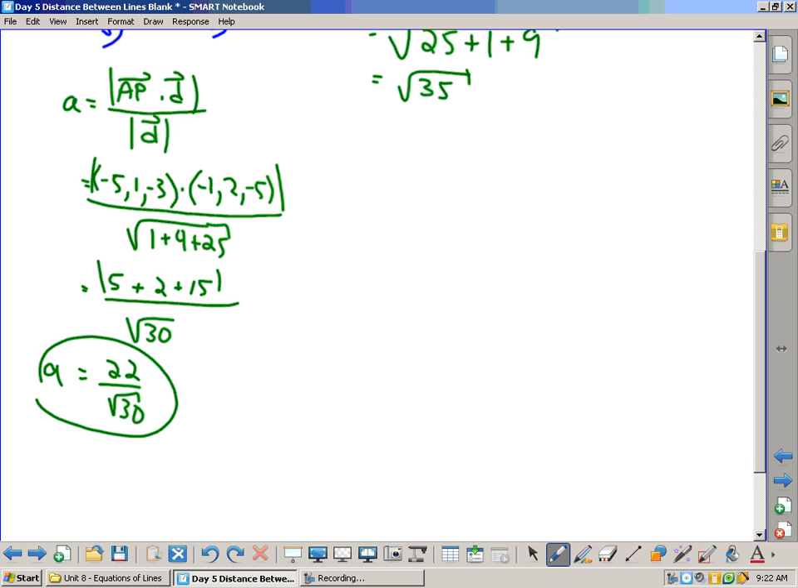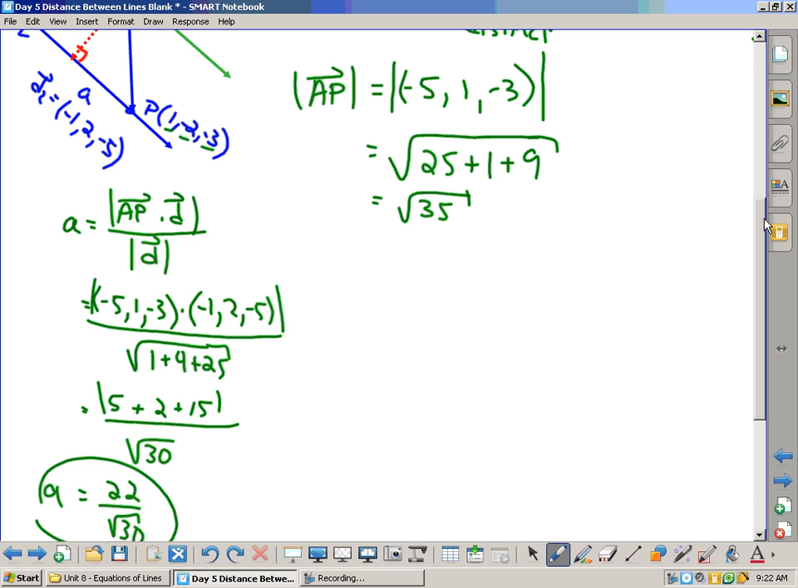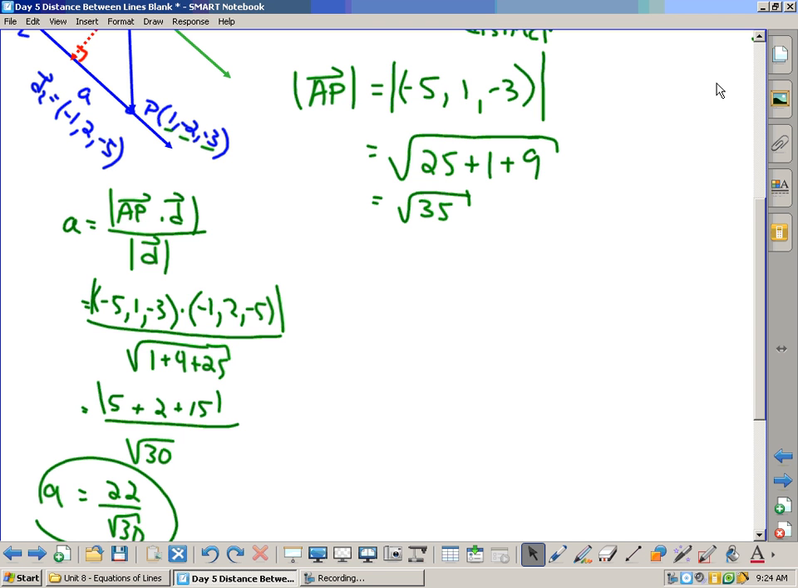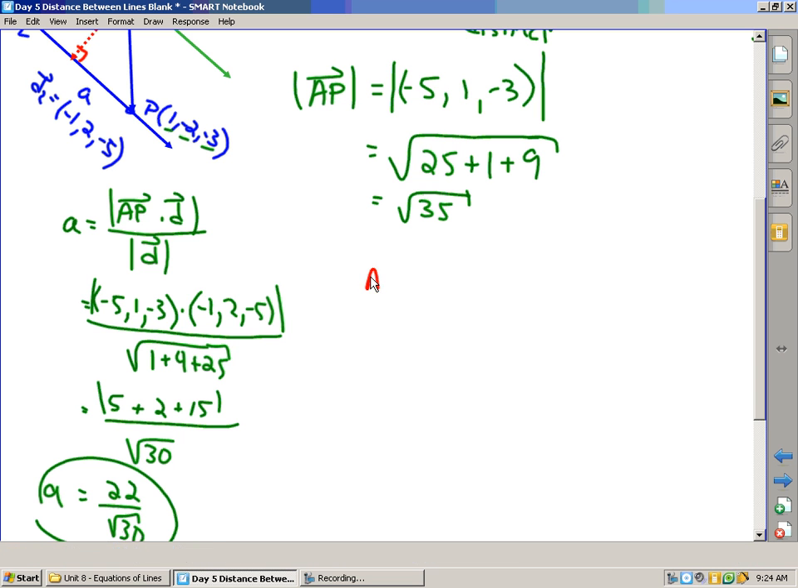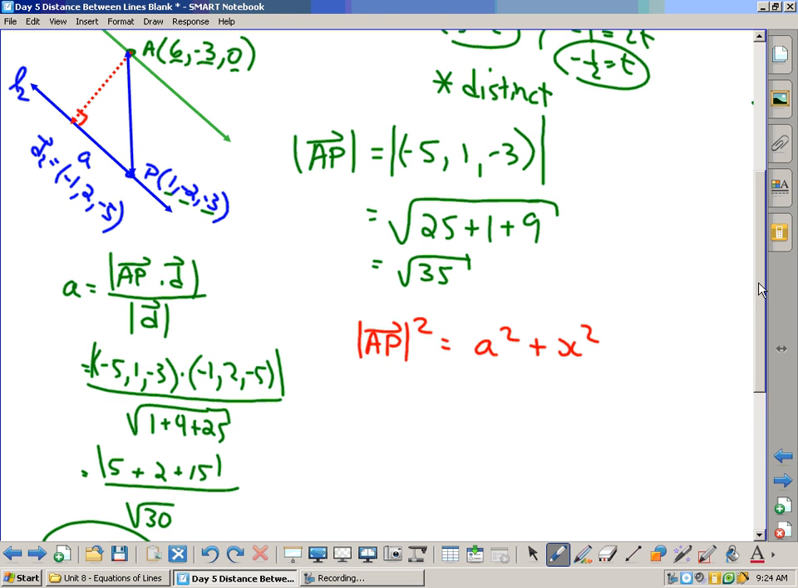So now we've figured out what AP was. We figured out what A is. We now got to use Pythagorean theorem to go from there. So now we're just going to use Pythagorean theorem to finish this off. We know that AP squared is the hypotenuse. It's going to be A squared plus X squared. Remember, X is this part up here. And so Pythagorean theorem will go there.